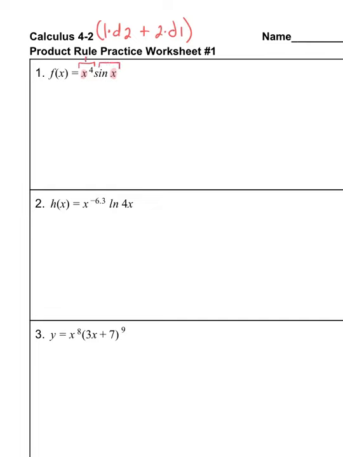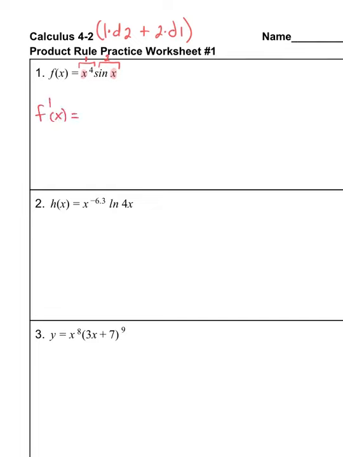So here is your first function, x to the fourth. Here is your second function, sine of x. So the product rule is the first function times the derivative of the second plus the second function times the derivative of the first function. So it looks like this.